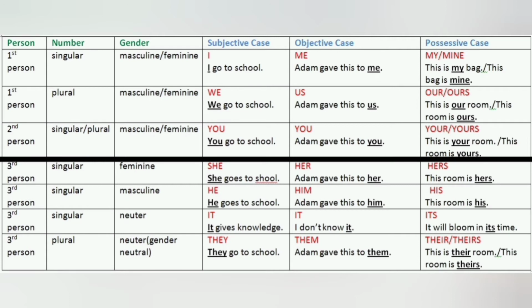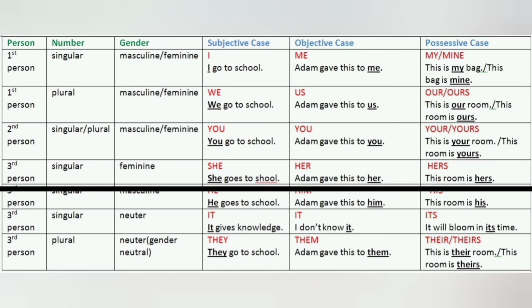And for the possessive case, we use your or yours, and we say, this is your room. If we are talking about a person or individual who is not around and is singular and is feminine, we use she. And in the subjective case, she is the doer of the action word. So we say, she goes to school.